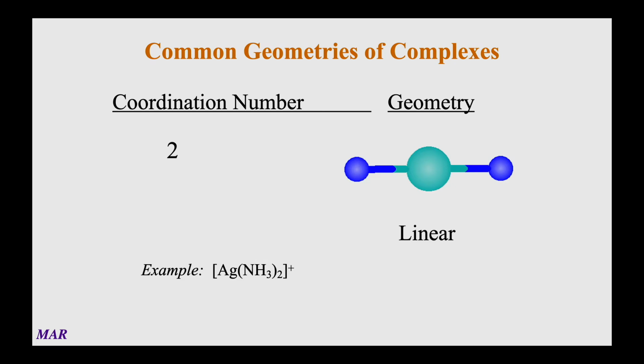Ag(NH3)2+ is a complex ion. It's great at removing sometimes silver chloride from glassware. But anyway, that would be an example of a linear geometry. The light blue atom in the center would be the silver, and then the dark blue circles on the outside, each of those represents the nitrogen in ammonia.